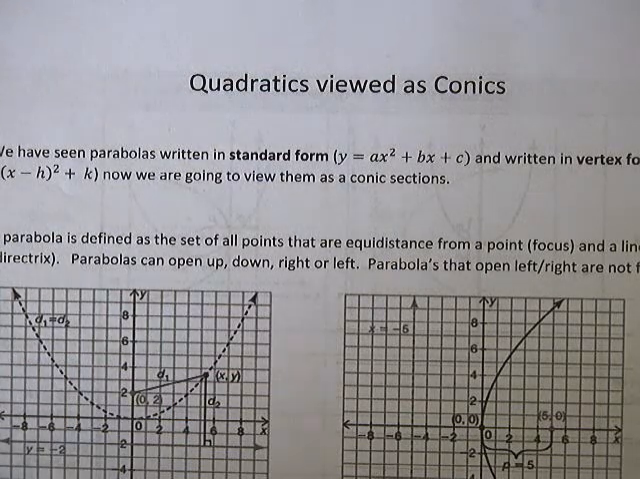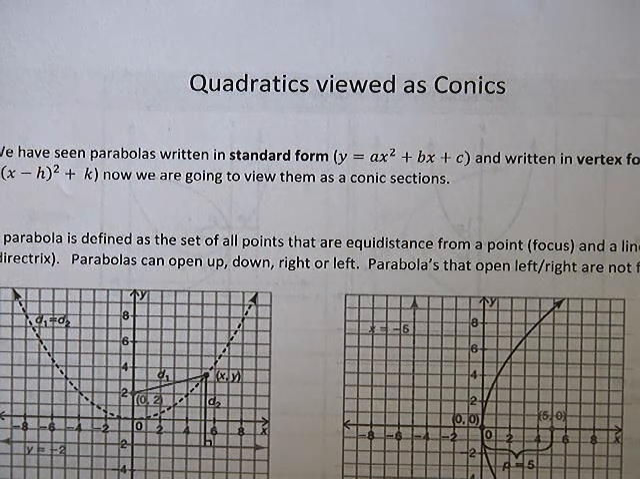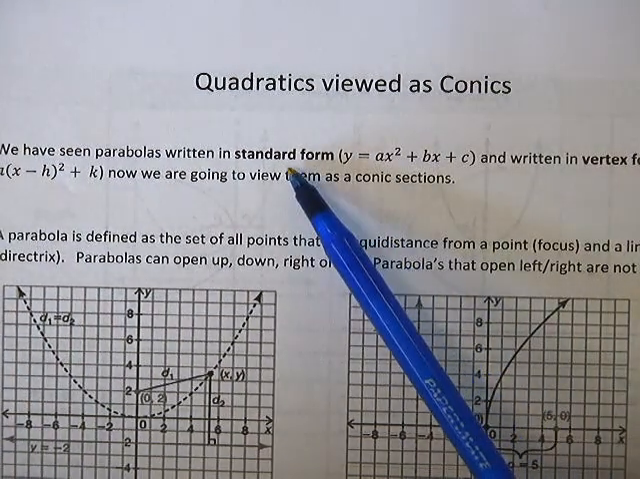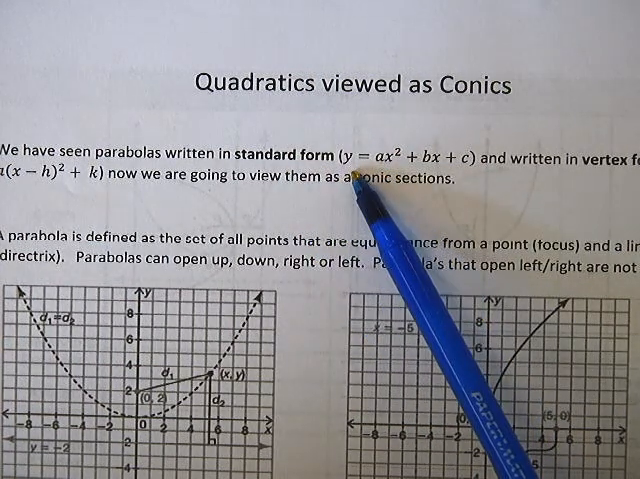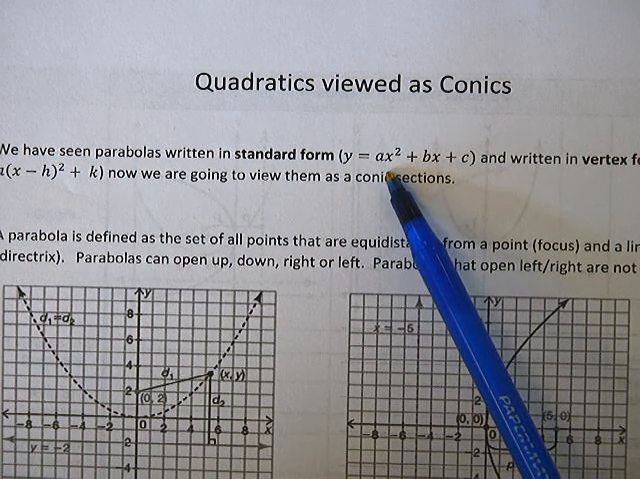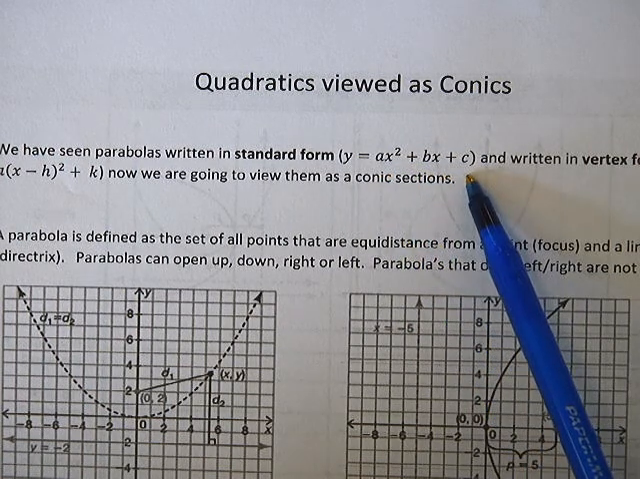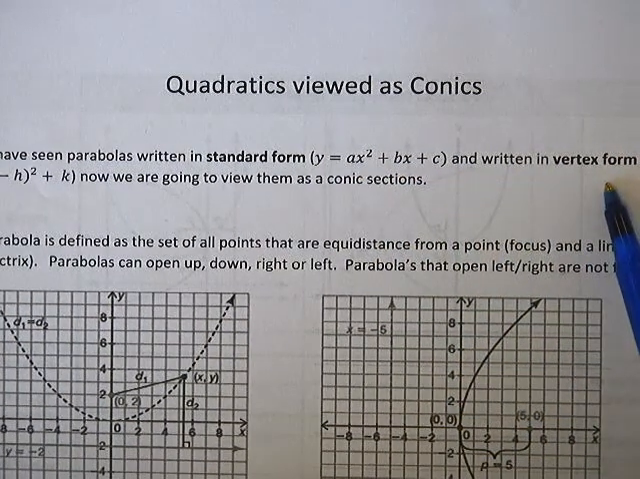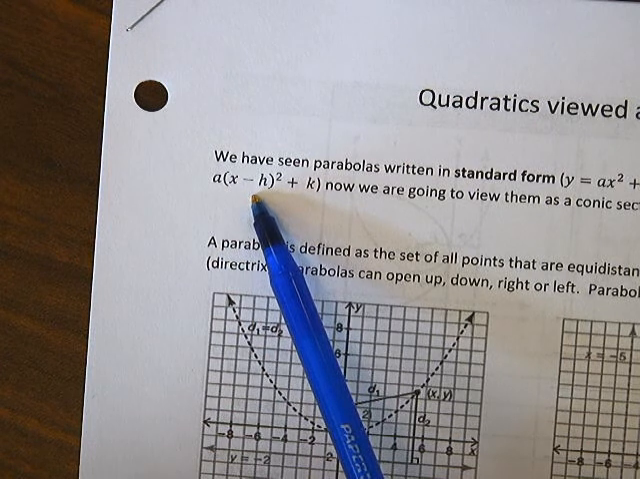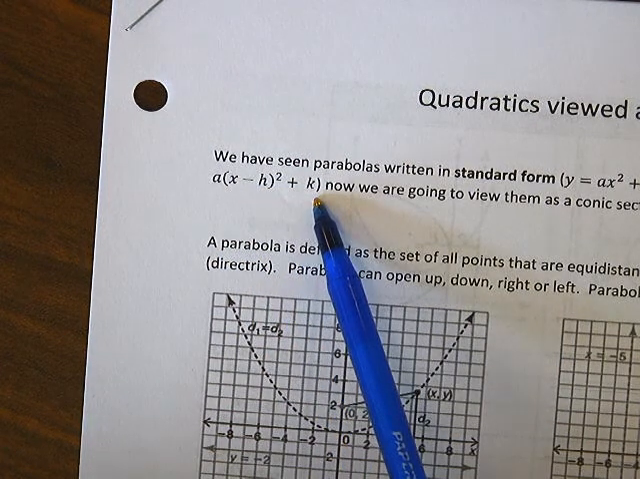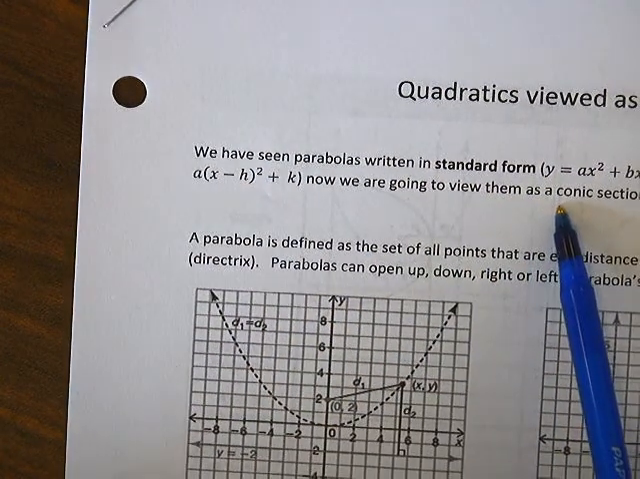Okay, today's class we looked at quadratics with some different attributes. We're viewing them as conics instead of as a quadratic equation. We've looked at our quadratics, our parabolas, that were written in standard form, which was y equals ax squared plus bx plus c. We've also viewed them in vertex form, which is what we had when we did completing the square. And that format was a times x minus h squared plus k. But now we're going to view them as conic sections.